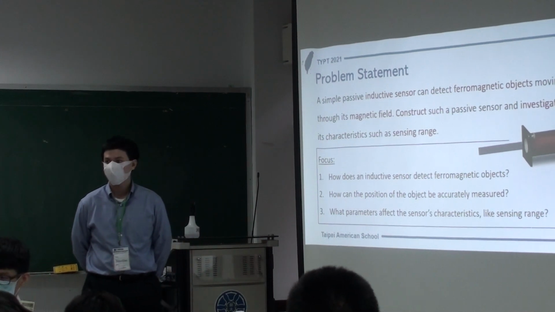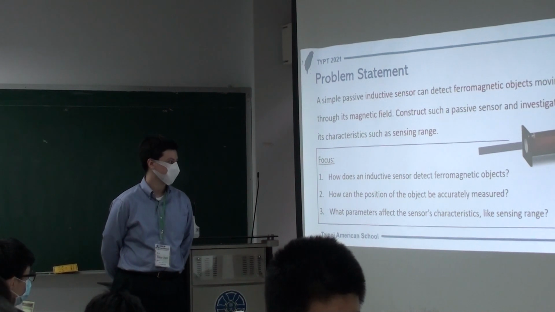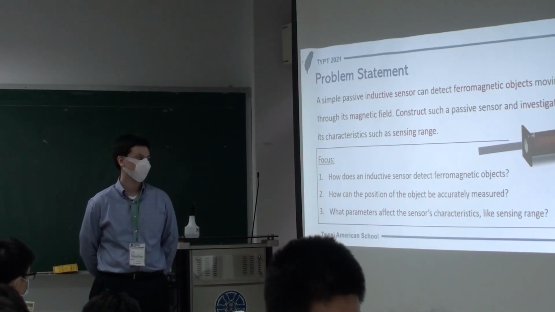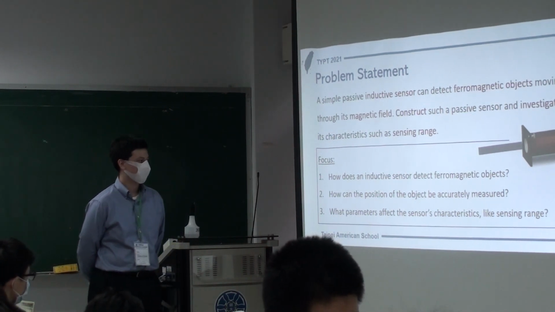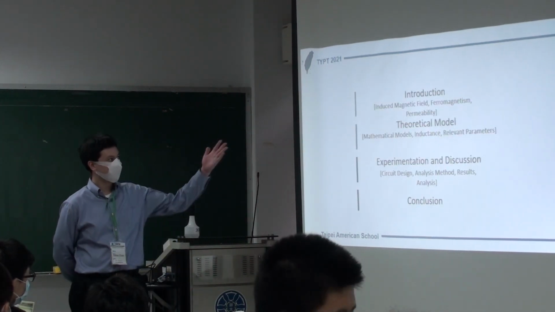So we feel that the main focuses of this problem are: how does an inductive sensor detect ferromagnetic objects, how can the position of the object be accurately measured using this sensor, and what parameters affect the sensor's characteristics like sensing range. So here's an outline of my presentation.